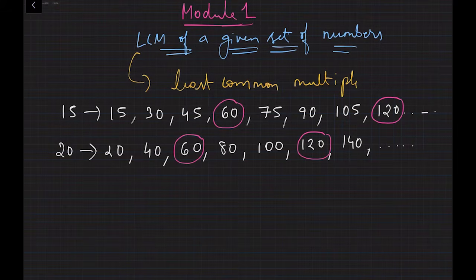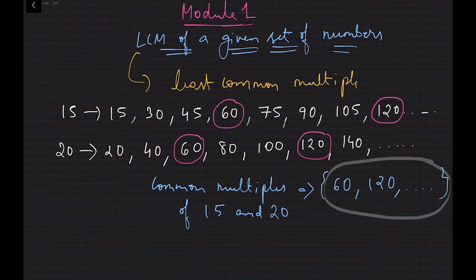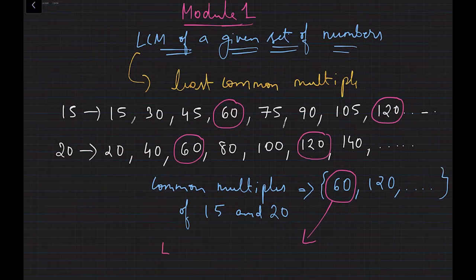Now let us list out all the common multiples of 15 and 20. We'll start with the least number. 60 is the first common multiple. Next, 120 is the next common multiple. The next common multiple will be 180 and so on. Now the least number of this common multiple set will be our LCM. So the least number of this set will be our LCM. Therefore, LCM of 15 and 20 is 60.